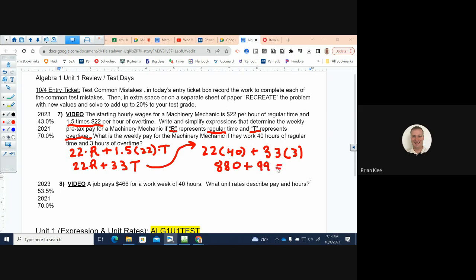And I really badly want a calculator there. If you want to use a calculator and type that whole thing in, especially if you have a TI-84, that is strongly encouraged. You add that up. We're talking about $979.